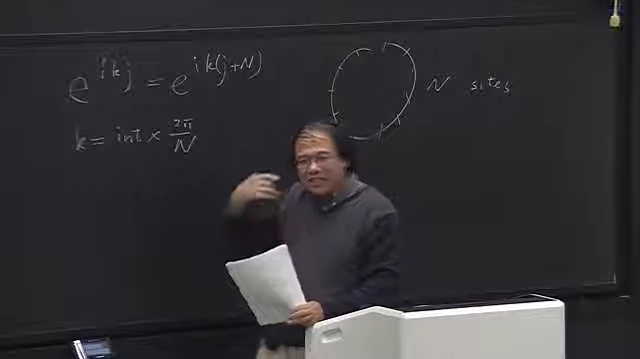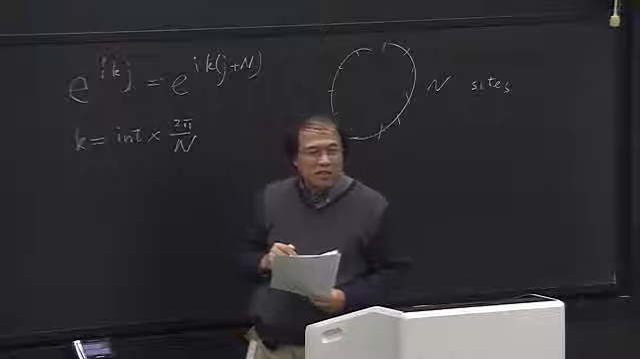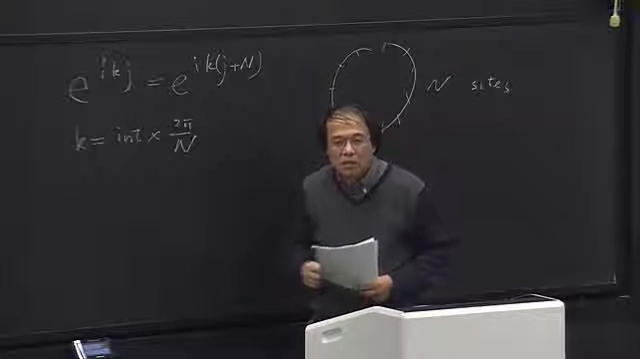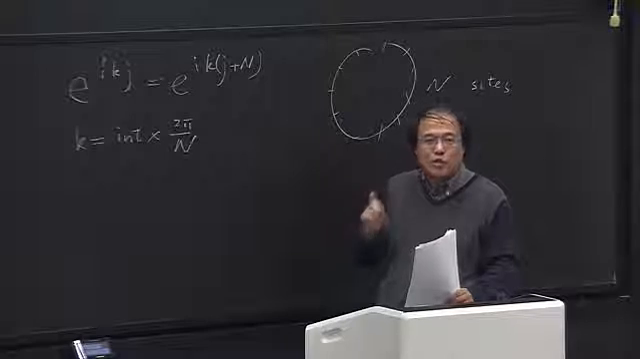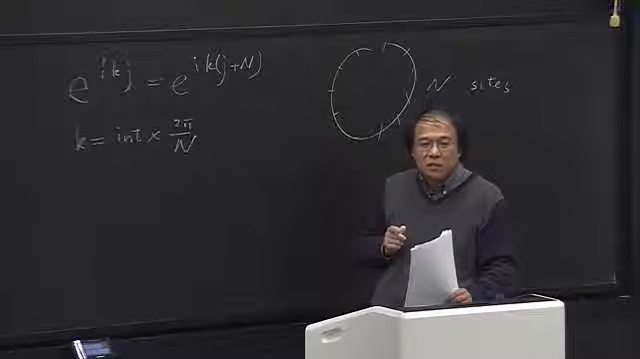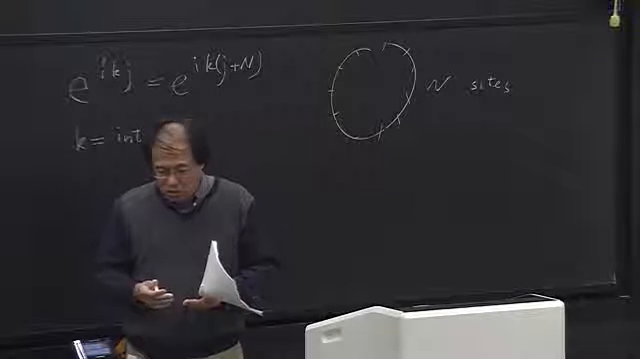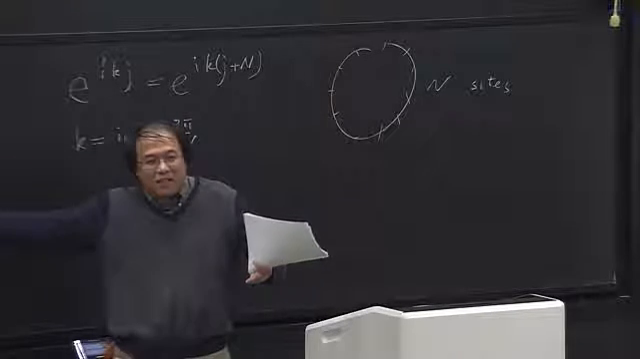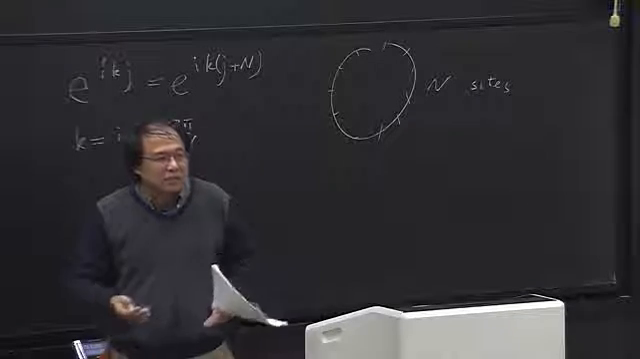And so there's another subtlety here, which is that not only is k quantized, k is redundant. It means that two different values of k actually describe the same wave function. That looks strange, because k is a wave vector. How come two wave vectors describe the same thing? Well, on the lattice, that is actually the case.